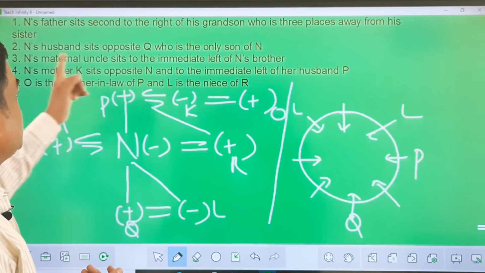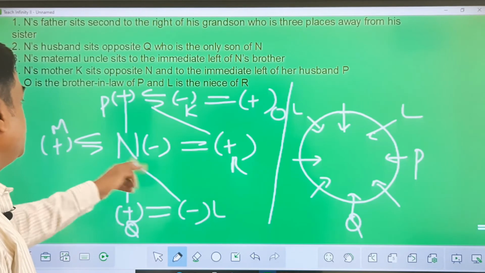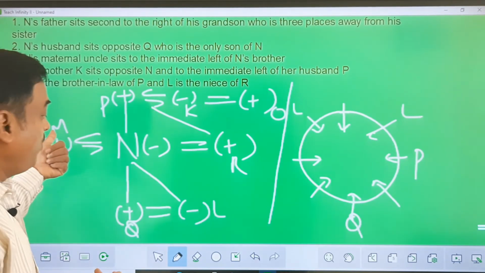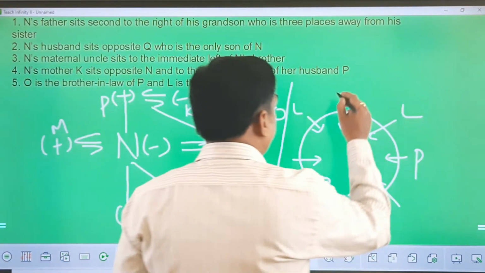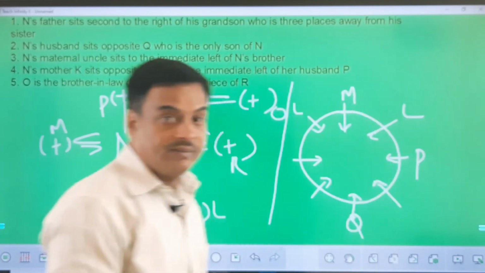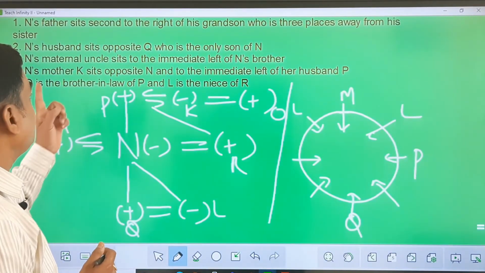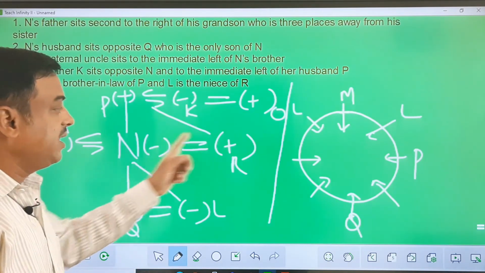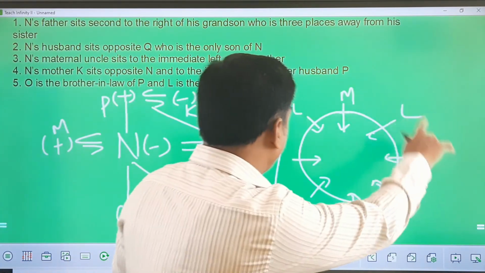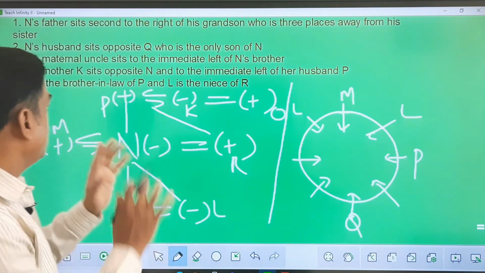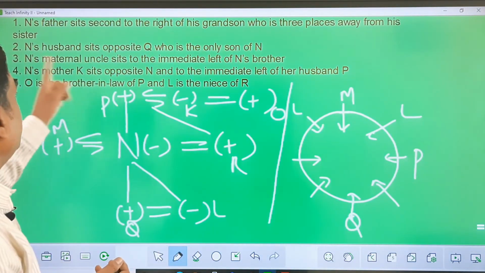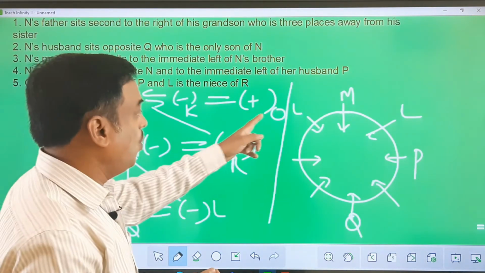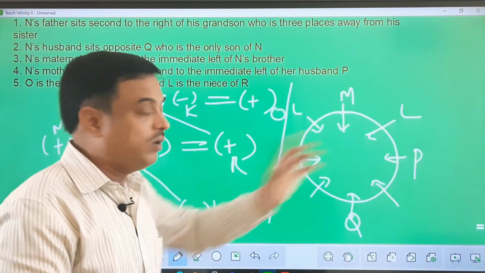Next, N's husband is opposite to Q. Who is N's husband? M. Opposite to Q, so here I can take M in this place. Next, N's maternal uncle sits to the immediate left of N's brother. Who is N's brother? R. Do we have any information about R right now? No. So I'll just postpone this point. Or N's uncle, who is N's uncle here? O. We don't have even O here to arrange.